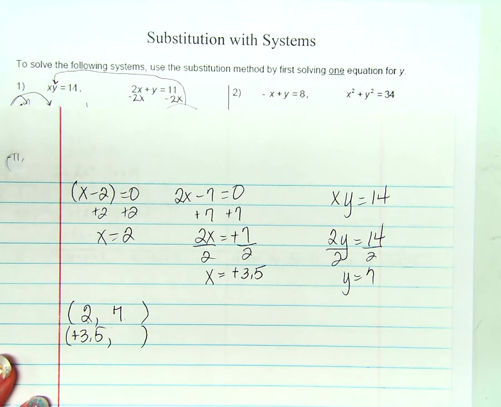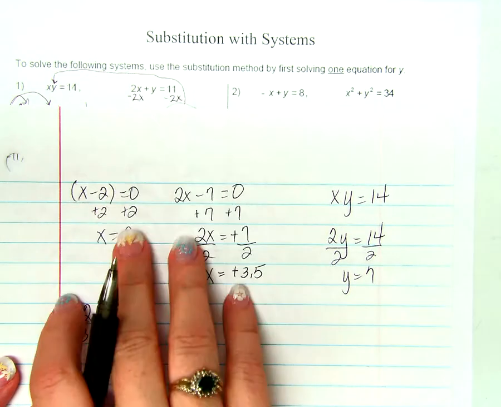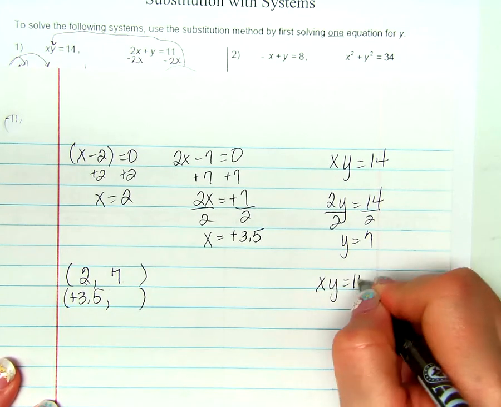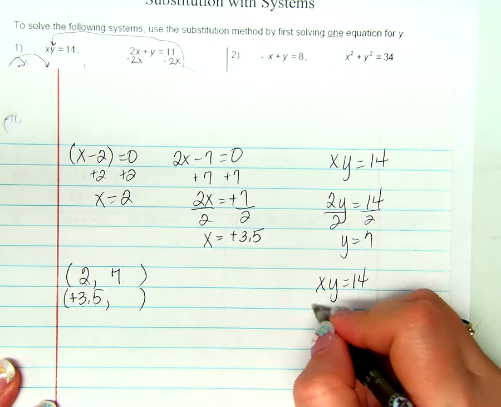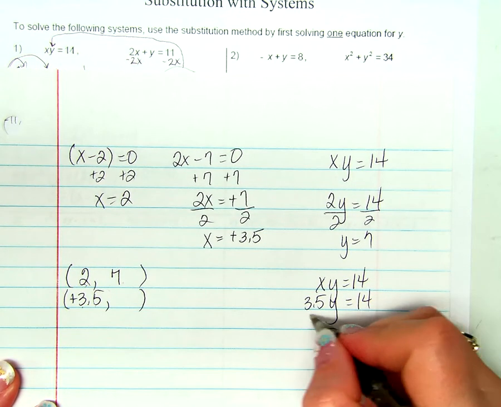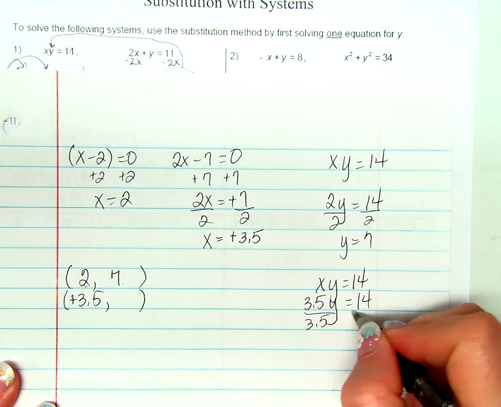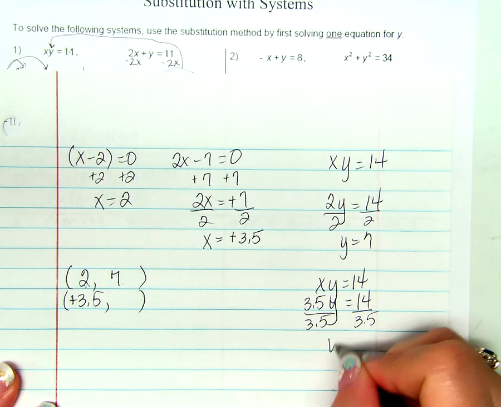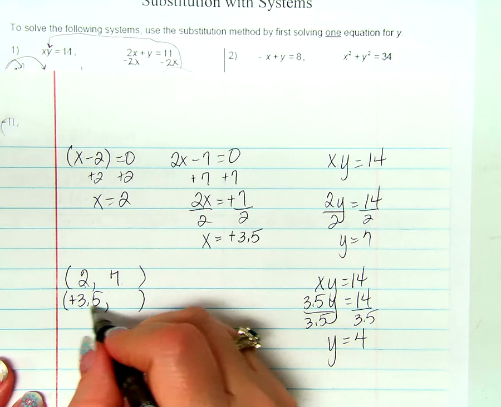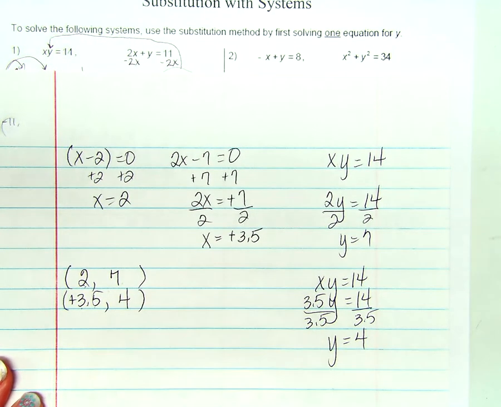Then I have to do this all again, don't I? Well, not all of it. Not all this stuff, but this thing over here, right? xy equals 14. This time x equals 3.5. 3.5y equals 14. Again, I had to divide both sides by the multiplier, which in this case is 3.5. Y is 4? Exactly 4? Yes. So when x is 3.5, y is 4.